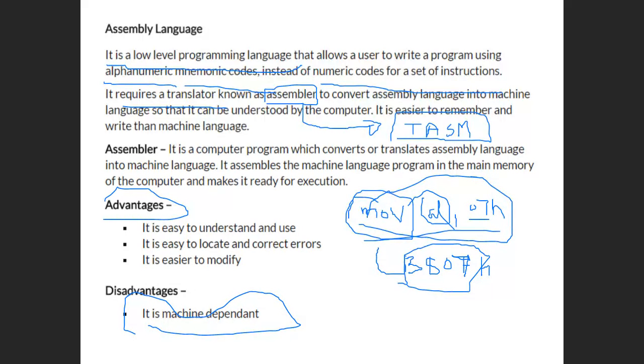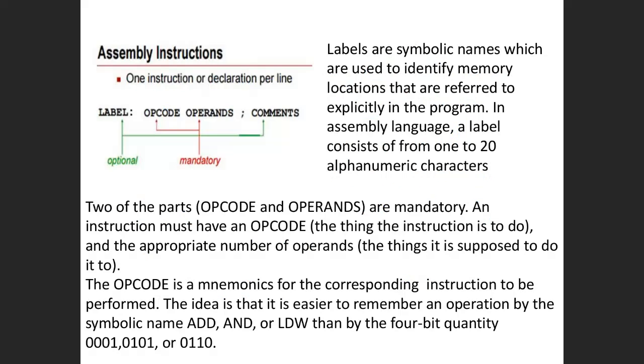This is the disadvantage here, but it is easy for us to understand and use, and if there is a mistake we can find it, as you have seen in the lab, and we can correct it and modify it. That's all. Okay, so in assembly language, in one line we can put a label, and we can have an opcode and operands.